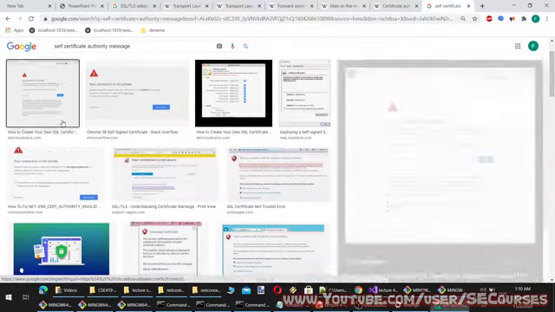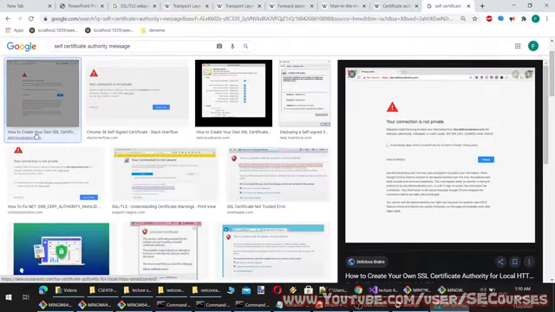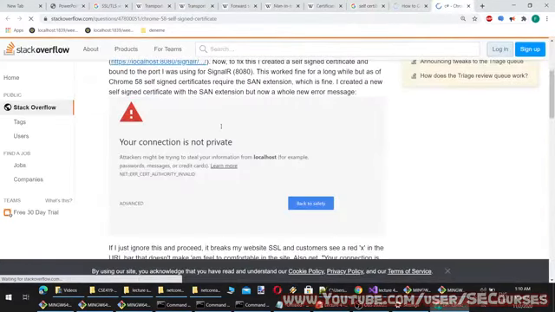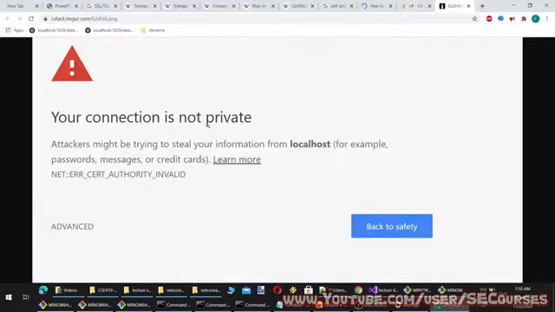Okay, so if you are using a self-signed certificate, you will see this message often because the browser will say that your connection is not private. Attackers might be trying to steal your information from localhost.